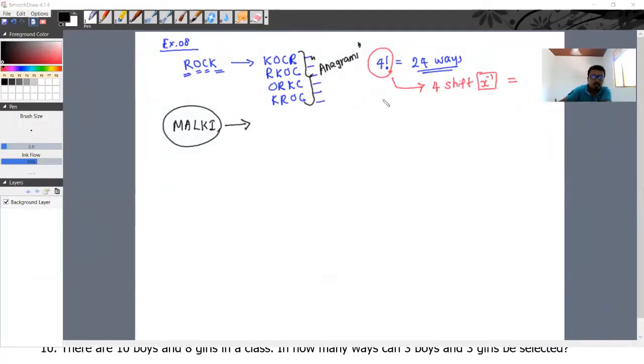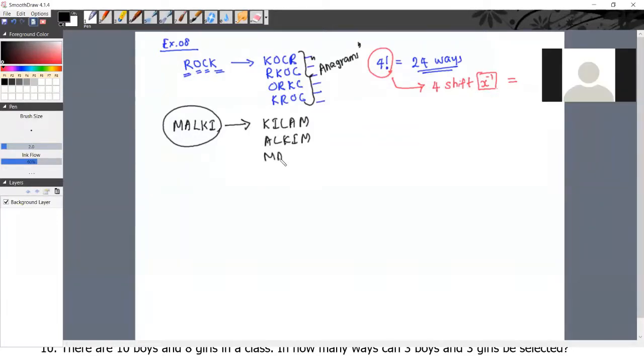Yes, 120 anagrams can be formed. So what are the anagrams that we can form here? We can say Kila, right? Using the same letters by rearranging them, we can form Kila. What else? Alkim. What else? Iklam. Maki. So different names, different possible options.